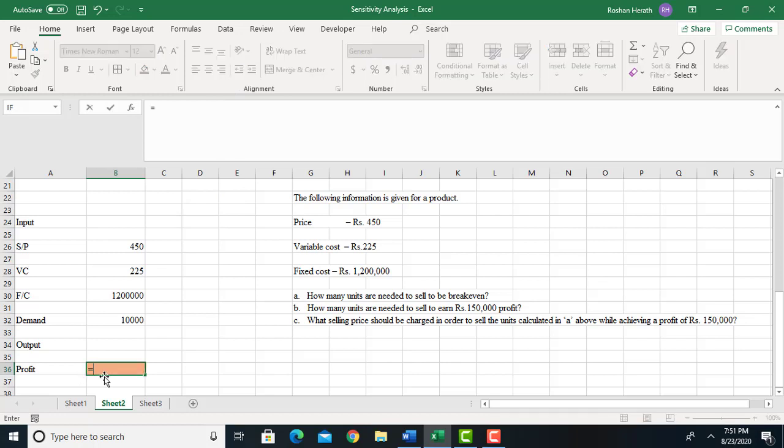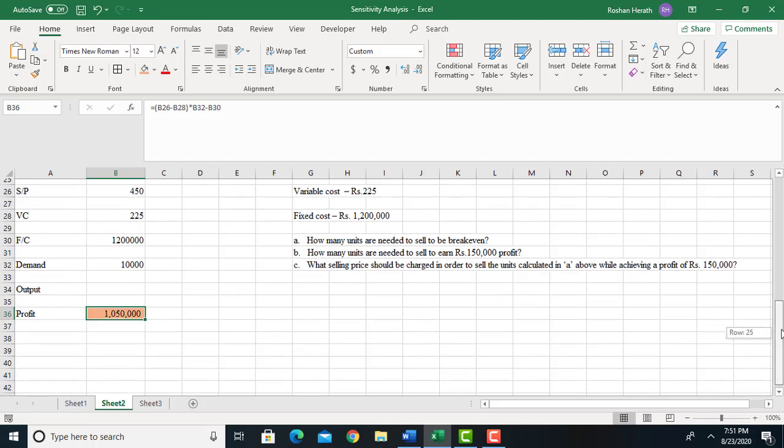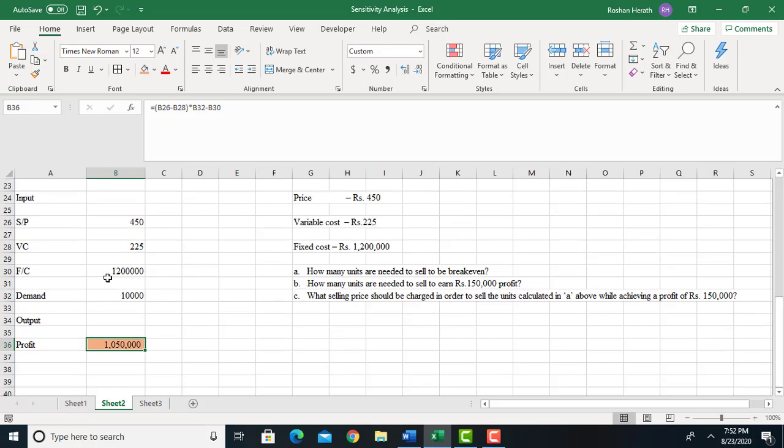So as usual, you would take the total contribution, its selling price minus the variable cost multiplied by the demand, and deduct the fixed cost. So under the prevailing condition, you can see that you have worked out the profit, that is to be 1,050,000. Then we can get the same set of information and work out under the different circumstances.